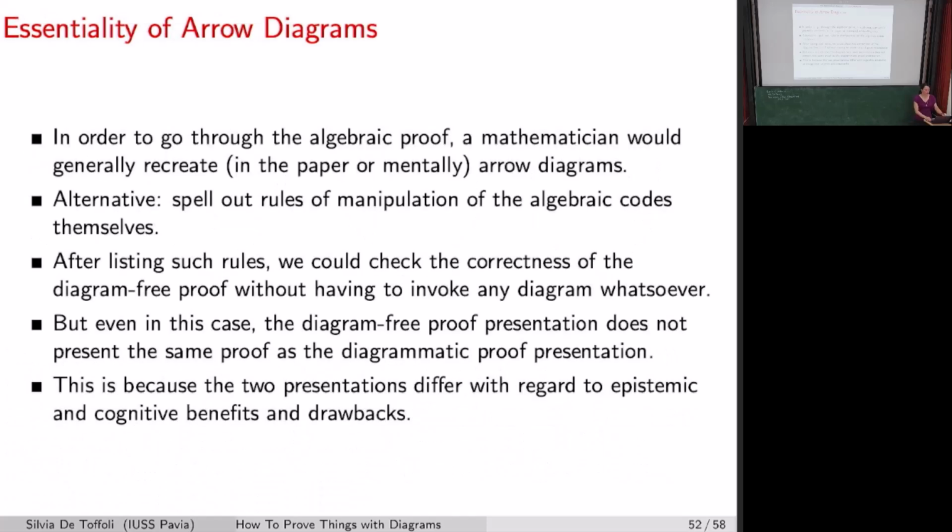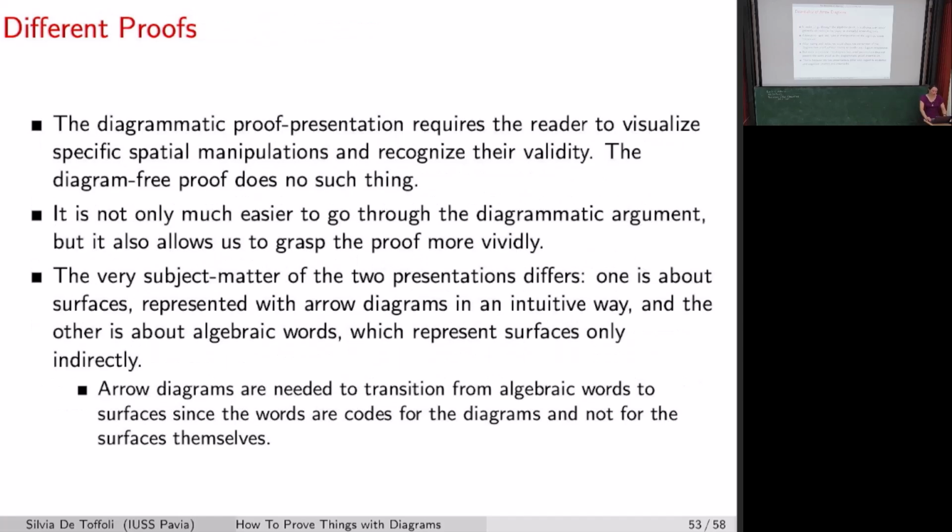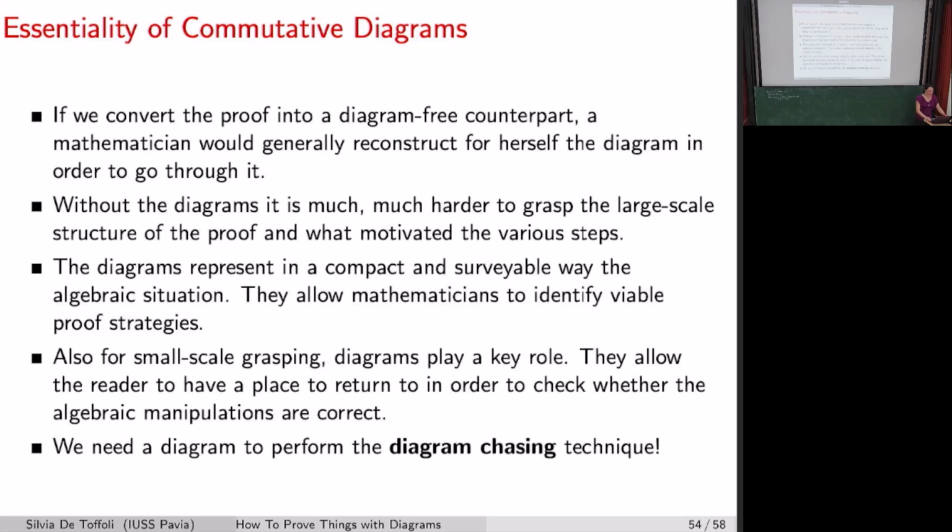And also for this, here was a slide for arrow diagrams. The diagrammatic proof presentation requires the reader to visualize specific spatial manipulations and recognize they are valid. The diagram-free proof does no such thing. And also for commutative diagrams, something similar can be said. Even algebraic diagrams, which are still diagrams because they are two-dimensional, can obviously be easily converted into linear displays, but again, we can't perform the same type of reasoning.